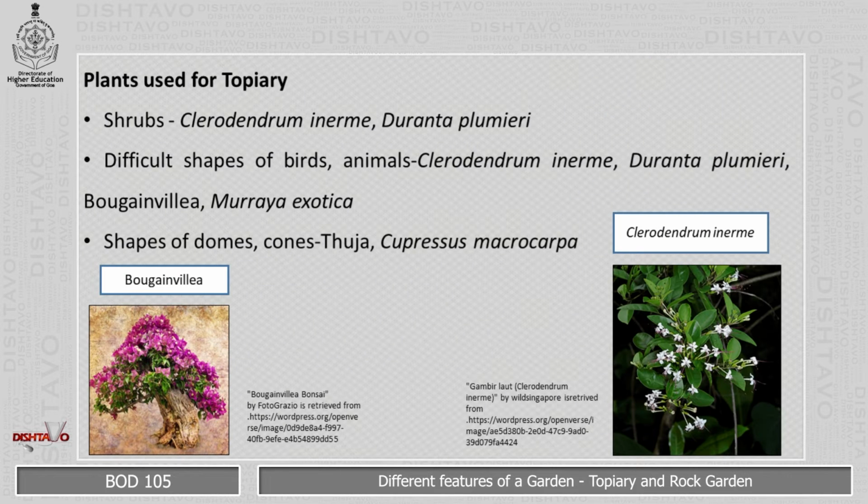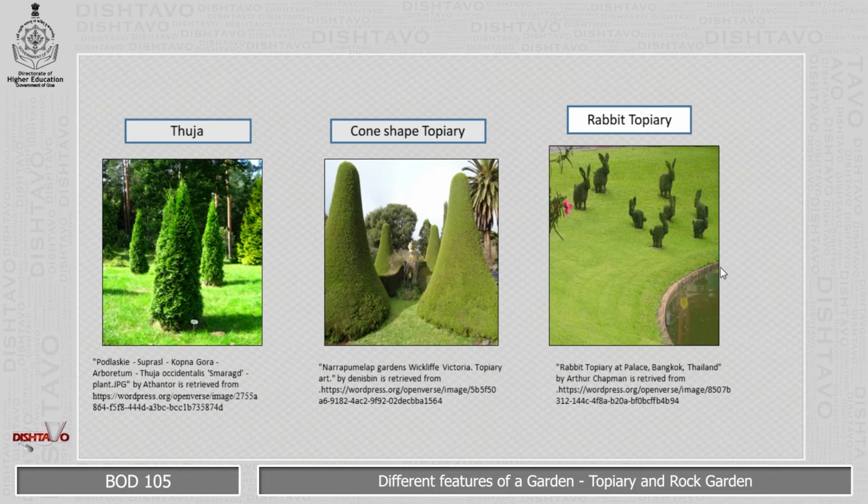The plants used for topiary, some of the shrubs which are used, are Clerodendron inerme, Duranta plumieri. Different shapes of birds and animals can be made using Clerodendron inerme, Duranta plumieri, Bougainvillea and Murraya exotica. Then shapes of domes and cones are created by using the Thuja plant and Cupressus macrocarpa. This is Bougainvillea plant. This is Clerodendron inerme. This is Thuja plant. This is cone-shaped topiary, and this is rabbit topiary.